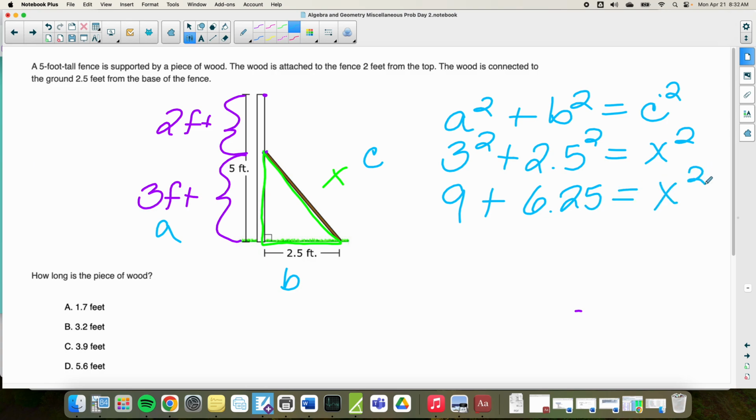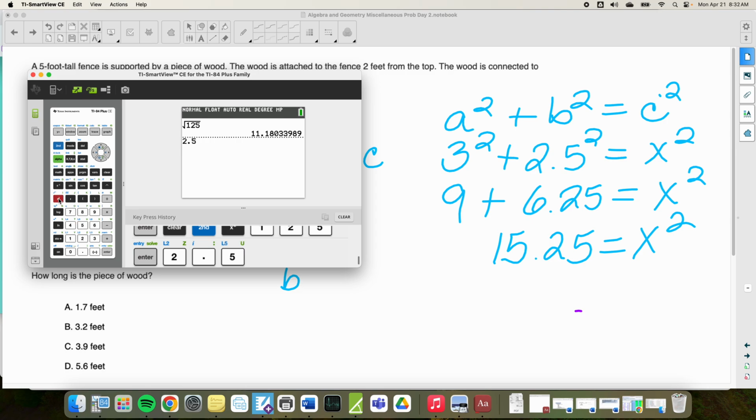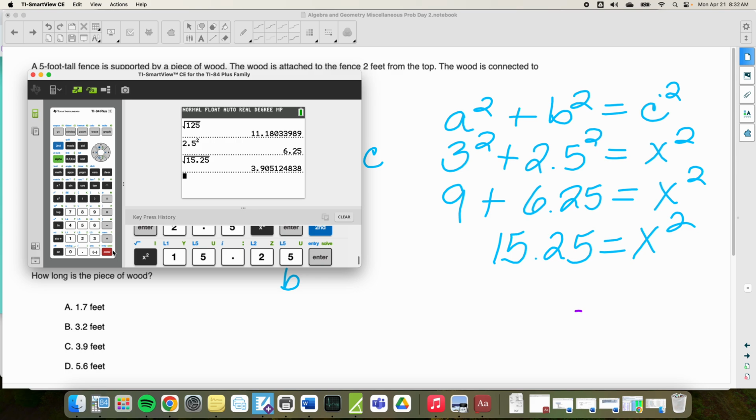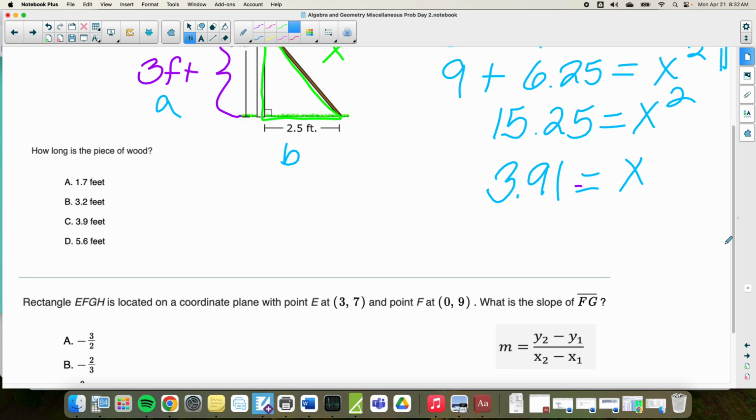Okay, so this is another one where I'm not sure if they would let you use a calculator or not. Okay, if they let us use a calculator, I'm gonna just check that 2.5 squared, but I think I'm right, yeah. So if they let us use a calculator and we did square root of 15.25, that would be 3.91. Now that is the length of the wood, and here would be our answer. Okay.